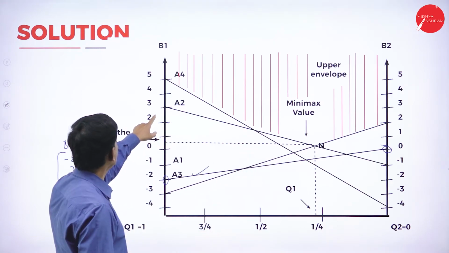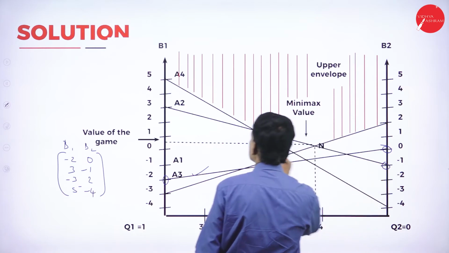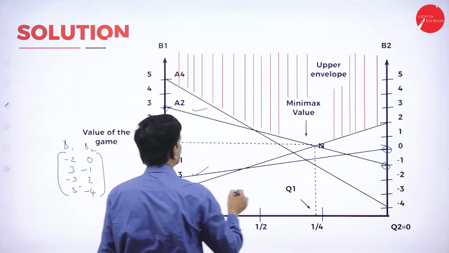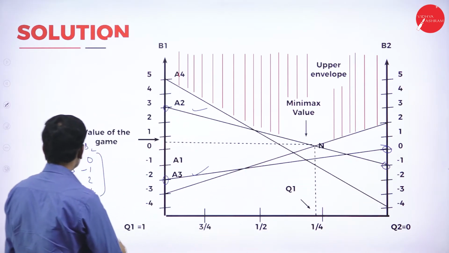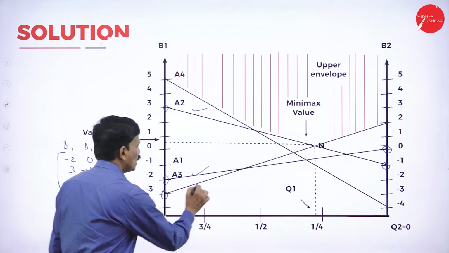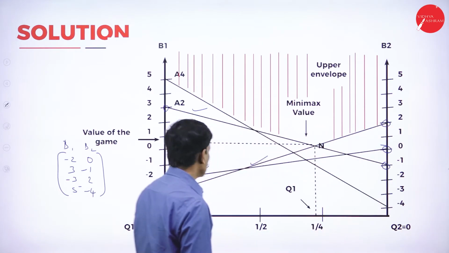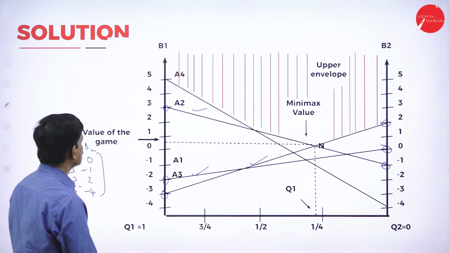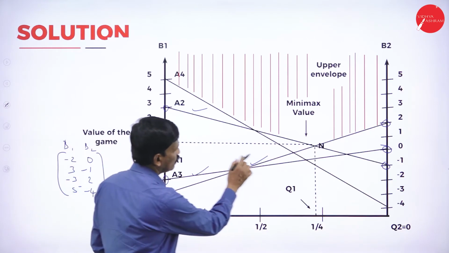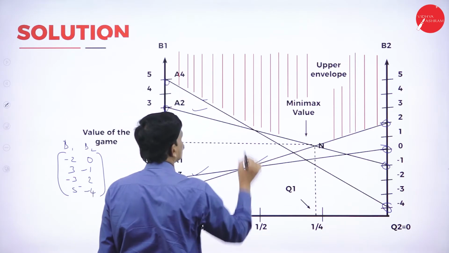Next, 3 and minus 1. This is the second line, 3 and minus 1. And similarly, minus 3 and plus 2. Here it is, this is the line. Okay. And the last one, 5 and minus 4. So these two points. This is the graph we are going to get.